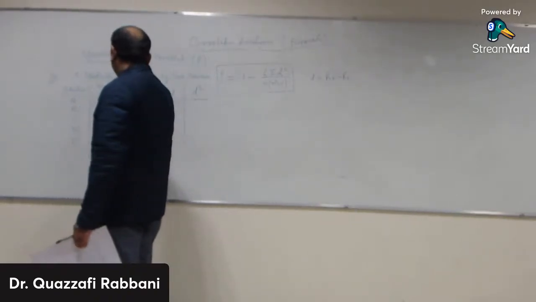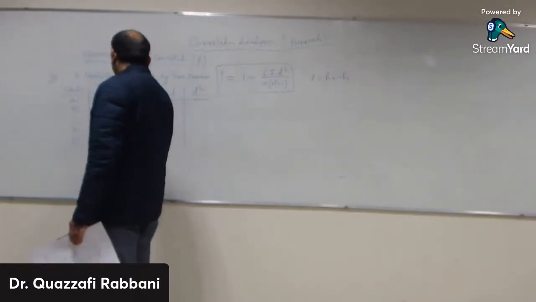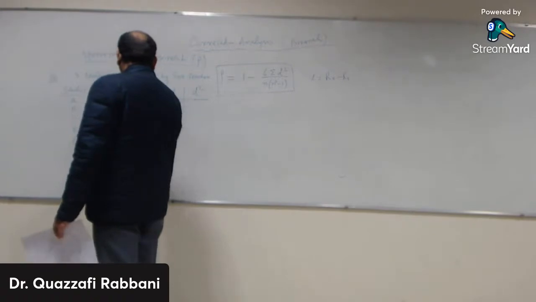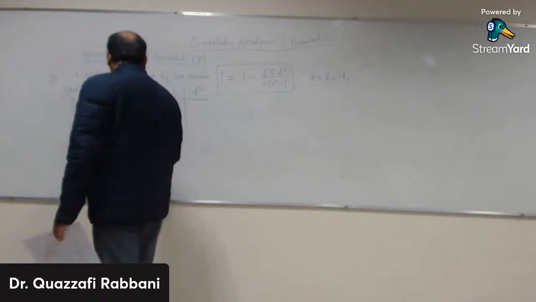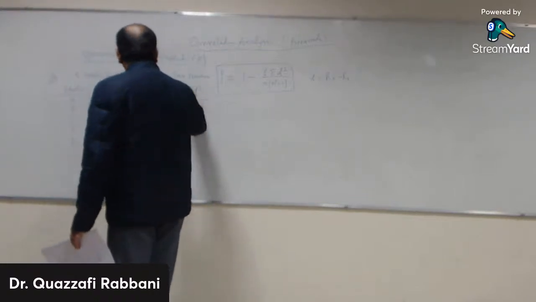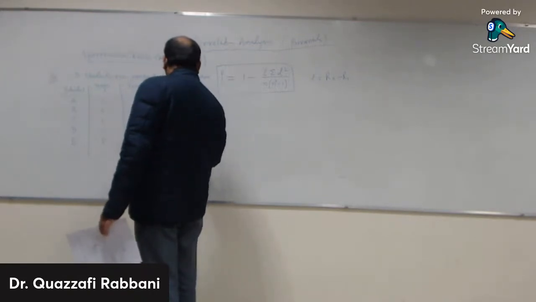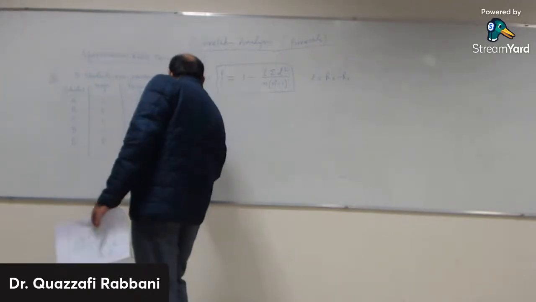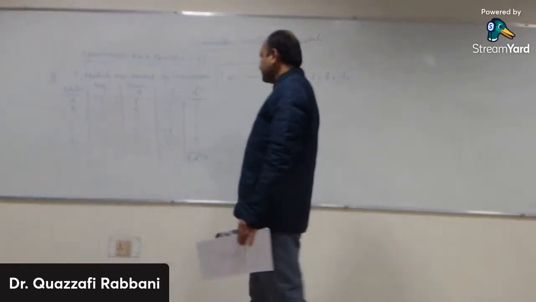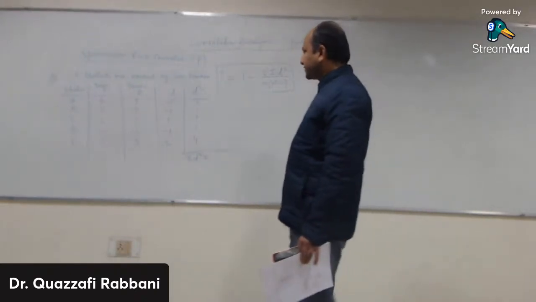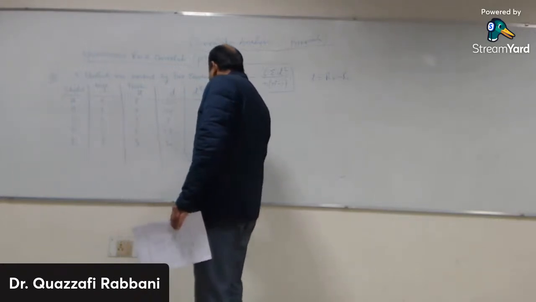The difference is 4 minus 5, which is minus 1. 3 minus 4 is minus 1. 2 minus 1 is 1. 1 minus 2 is minus 1. And 5 minus 3 is 2. Now squaring these, we get 1, 1, 1, 1 and 4. Now the sum of d square is 4, 4, 8. So this is 8.